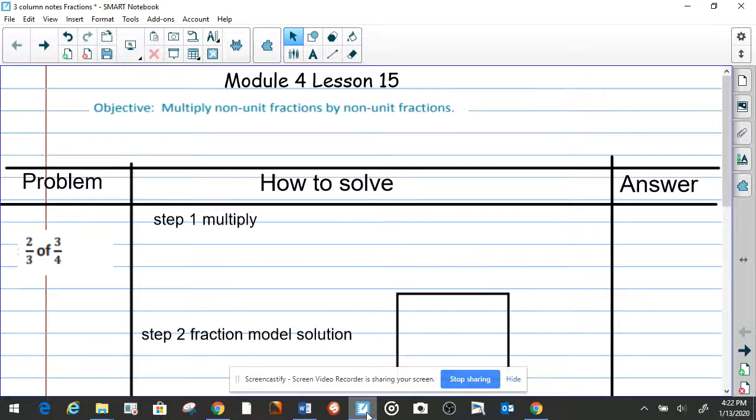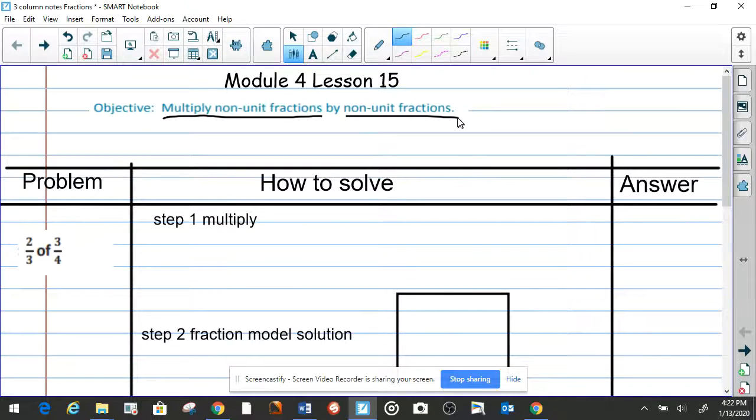Today, we're continuing with Module 4, Lesson 15. And the objective today is to multiply non-unit fractions by non-unit fractions, which means that the numerator doesn't have a 1, and the numerator of the second fraction does not have a 1. They're not units. They're numbers higher than 1.